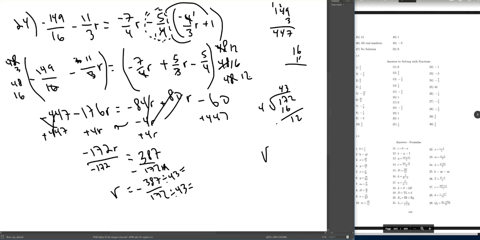Hold on. 43, 387. If I put a 9 on top, 9 times 3, yeah, I'm sure I'm going to get that answer. -9/4. If you divide by 43, it's -9/4. That is the right answer.